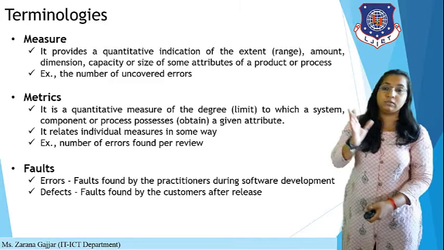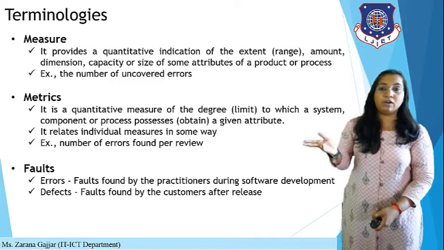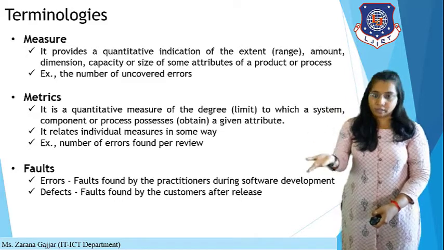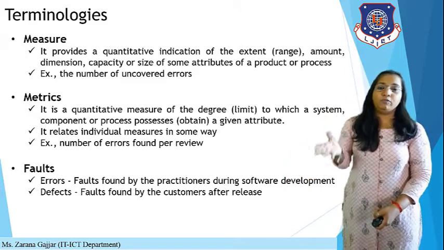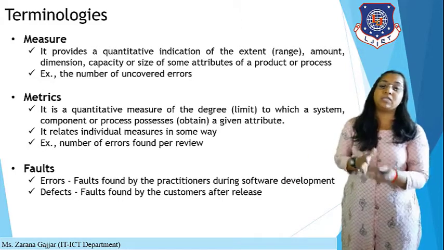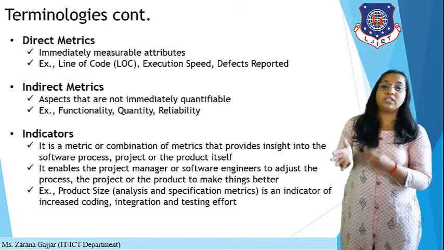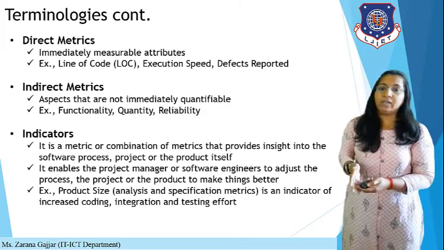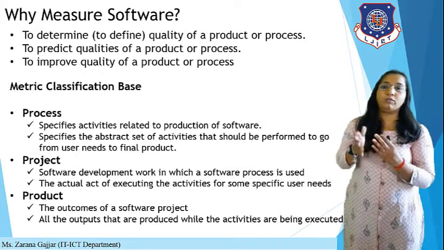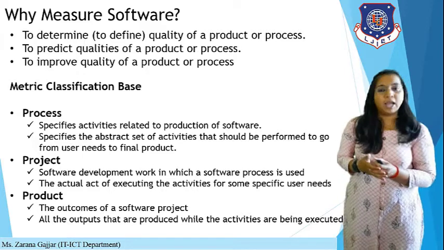Then fault, in which we have divided error and defect. If a fault is identified by the programmer itself, then it is an error, and if a fault is found after delivery, meaning the customer identified that fault, then it is a defect. Then next are direct and indirect metrics, and then indicators. And we have also discussed why we measure software. So this is all about today's lecture.